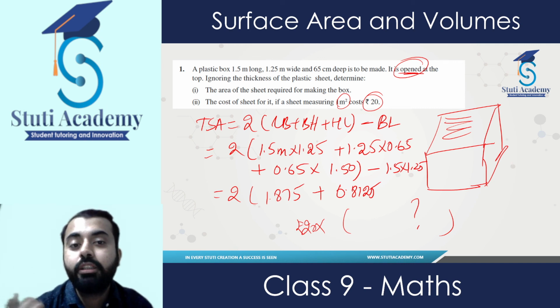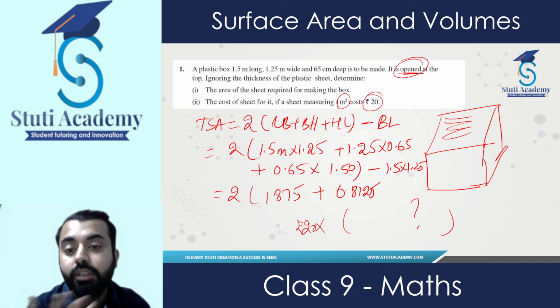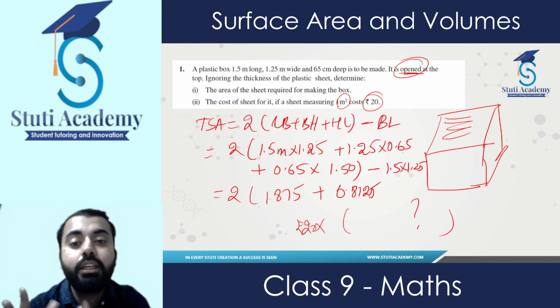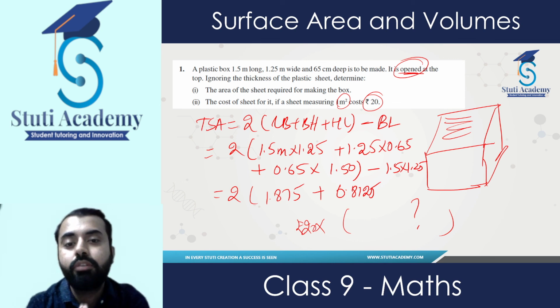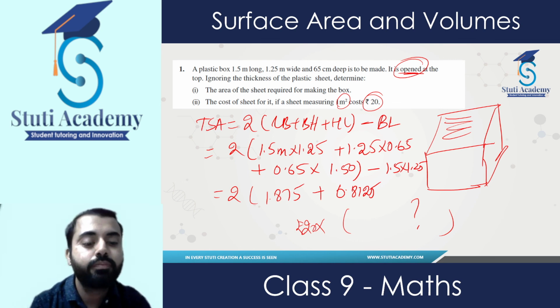We subtracted the area of the face which was not required, that means we subtracted the top one from the surface area. That is exactly what we are doing here. Or we can do what? We can add the area of the required faces. You can do it with either of those methods, and you still get the same answer.